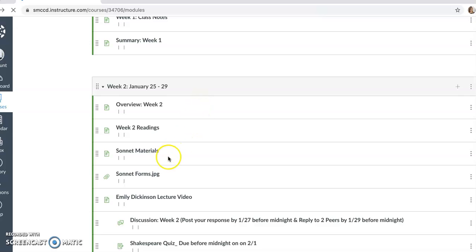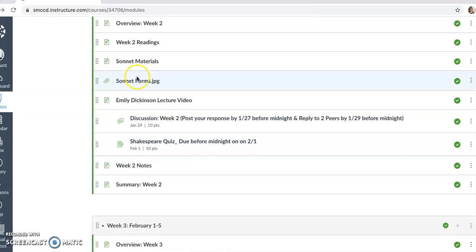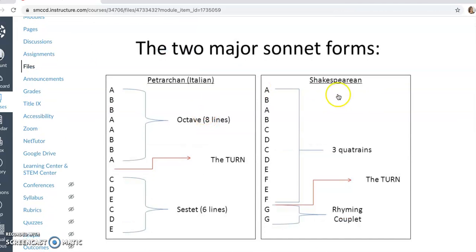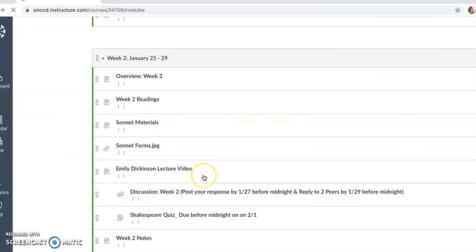Also, I've included a worksheet that talks about the forms of a Petrarchan sonnet and a Shakespearean sonnet. These are the two major forms. The Petrarchan is the more traditional sonnet, and then Shakespeare put his own twist on it in the late 1600s, and this is the one we know today. So when you're looking at sonnet forms, just to give you a little overview, you're not expected to know this stuff, so I just wanted to give you a visual of it.